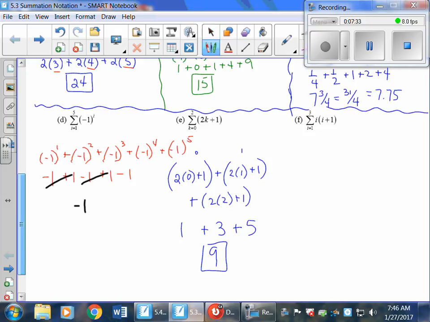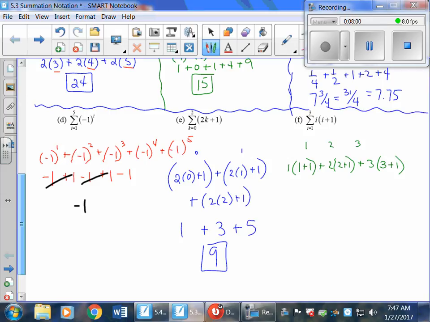And going on to F, we have 1, 2, and 3. Now again, if it's easier for you to write these out, feel free to. So you know you're going to have 1 times 1 plus 1, plus, that's the first term, 2 times 2 plus 1, there's the second term, plus 3 times 3 plus 1. There's the third term. And I know I'm going to have 3 terms because I start with 1 and go to 3. So 1, 2, 3.